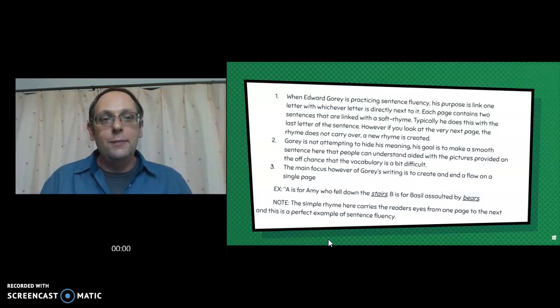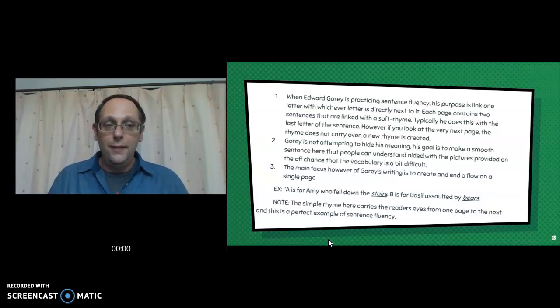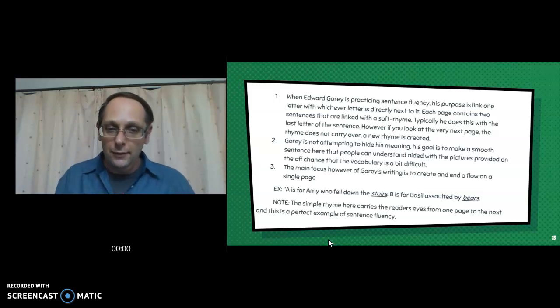Gorey's not attempting to hide his meaning here. His goal is to make a smooth sentence that people can understand, aided with pictures, provided that maybe you're having difficulty with the vocabulary, you have pictures to refer to. It's very simple. The main focus of Gorey's writing is to create an end of flow on a single page. So he's put A and B next to each other, C and D next to each other, because that is where the rhymes are. So every time you flip the page, you're starting a new rhyme, and it's a nice way to organize your rhyme and your prose, and it's very simple.